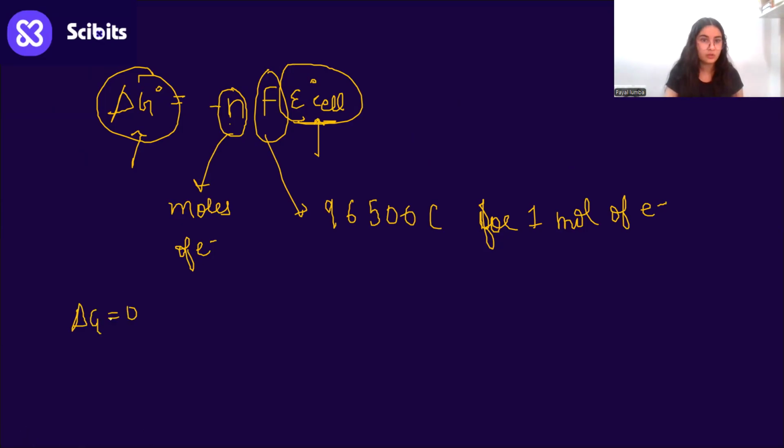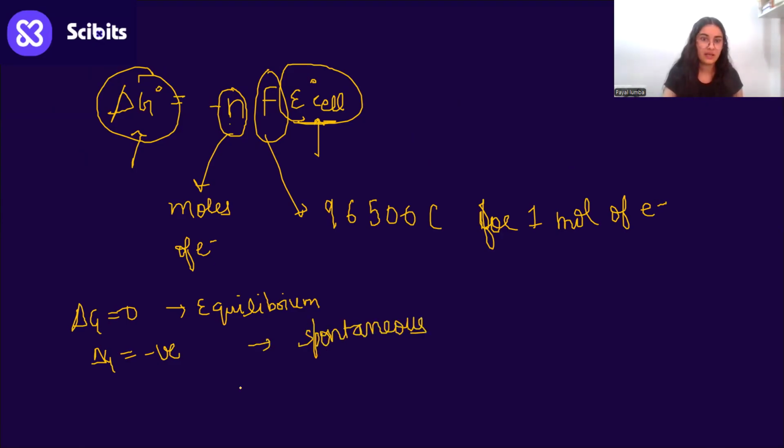One thing more: if delta G is equal to 0, the reaction is at equilibrium. When it is negative, the process is spontaneous, and if it is positive, it is non-spontaneous.